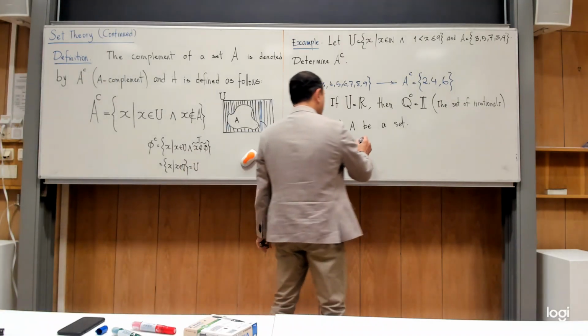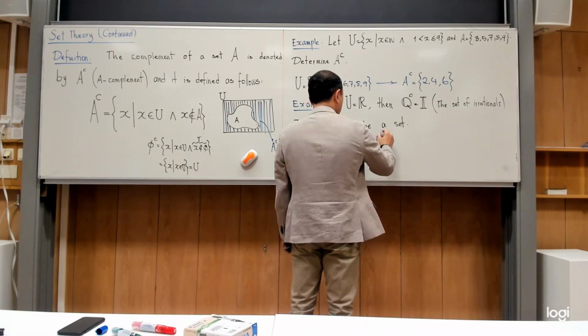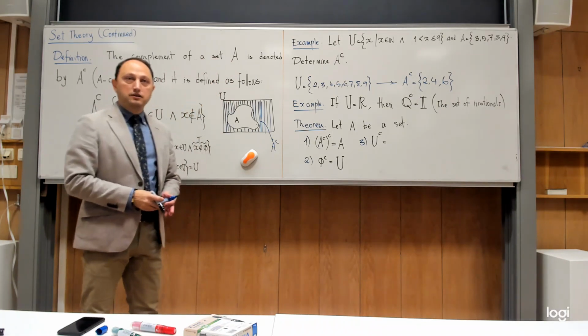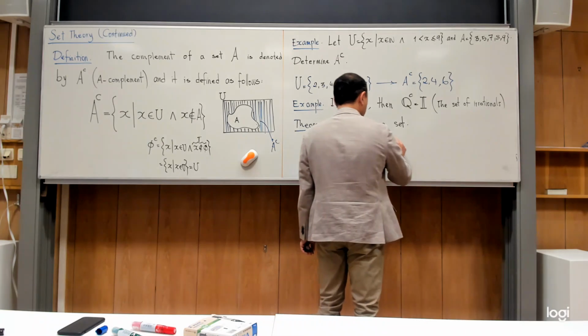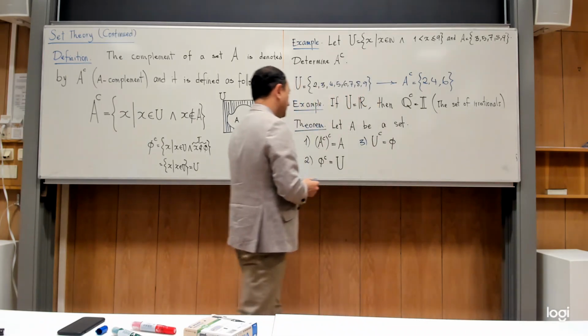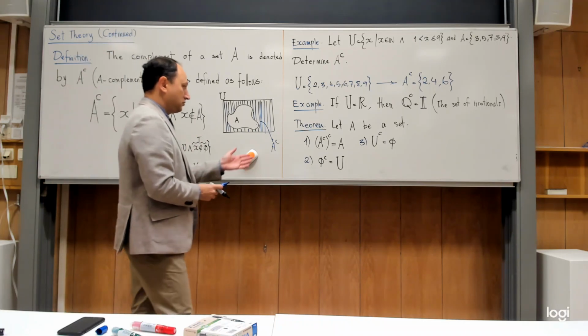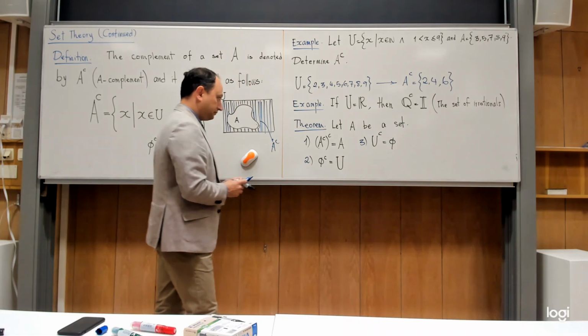And then what happens if I have the complement of U? What is the complement of the universal set? This is the empty set, yes? So that's the empty set. These are things that are very clear, even though technically you need to write them out if you want to prove them, but that's not necessary here. So these are the relations that I want you to know.